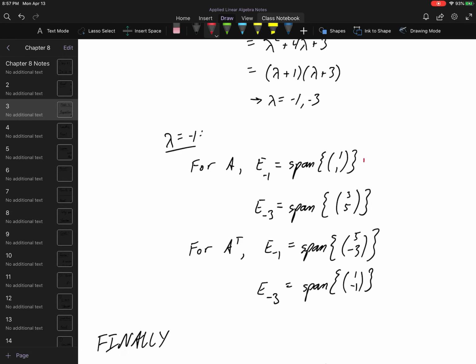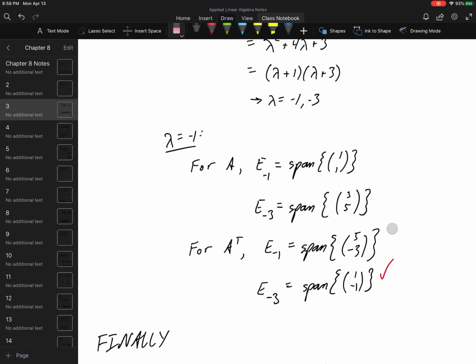So when lambda is equal to minus 1, I'll remind you that we can pick up an eigenspace E sub minus 1, which is the span of the (1, 1) vector, and the eigenspace associated with negative 3 is the span of the (3, 5) vector. But if I carry out the computation for the kernel of A transpose minus negative 1 I and A transpose minus negative 3 I, I wind up with completely different eigenspaces.